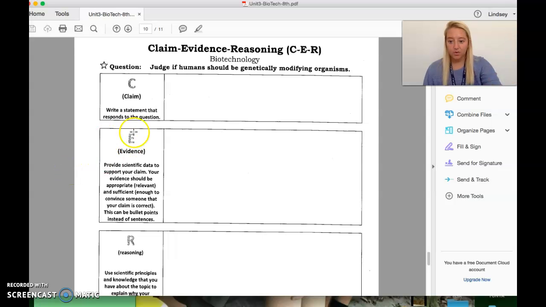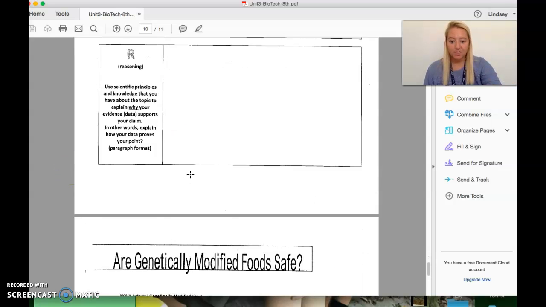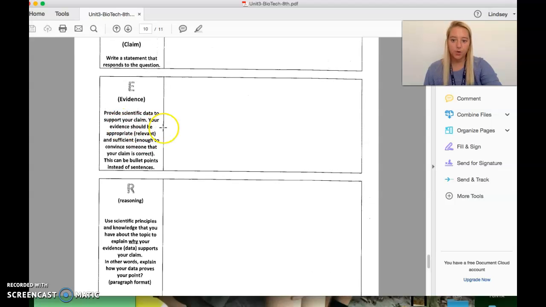The E here is to provide some evidence, so scientific data to support your claim. Your evidence should be appropriate. So you should be finding either videos or things you've learned from your notes, or possibly, remember how we talked about how biotechnology is a toolbox used to solve societal or world problems? You could possibly decide to take the avenue of saying that we're solving this world problem, like hunger could be solved with GMOs. So you could find evidence on that and say, this is why I think we should.